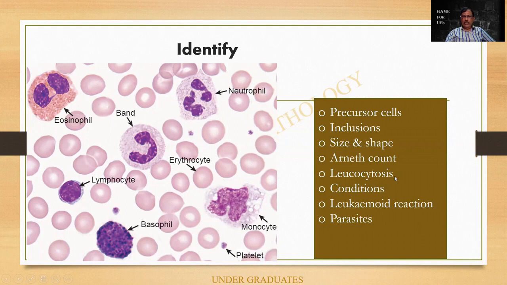Leukocytosis is an increase. What are all the conditions where it can be present? And what is a leukemoid reaction? Mimicking a leukemia. Go to my book on one page; I have clearly explained the difference between a leukemia and a leukemoid reaction. And what are the parasites we can see. And these are of course the RBCs.